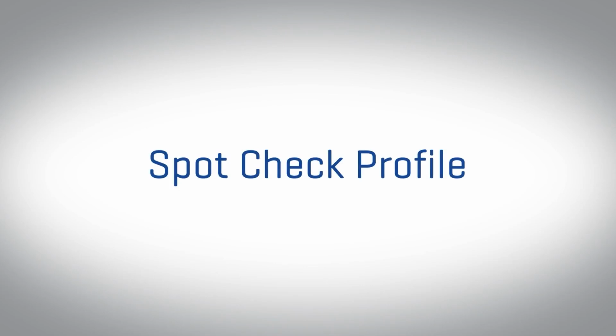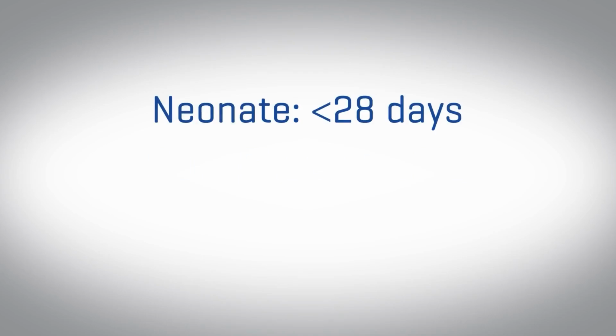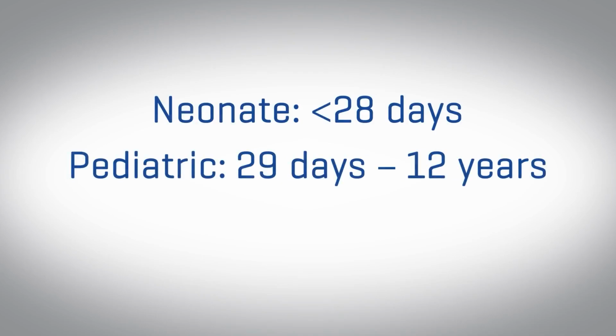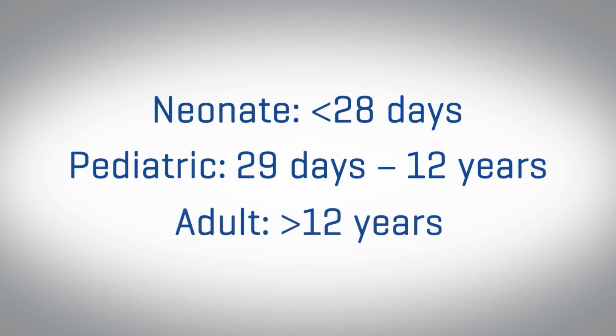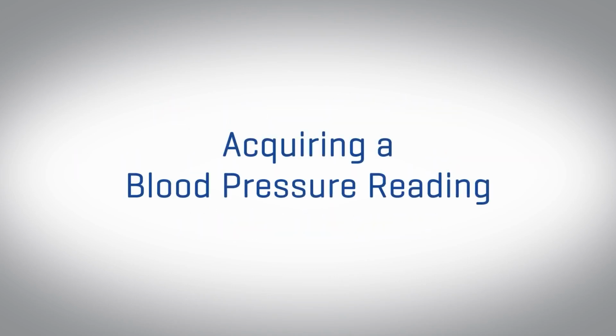The age ranges the device is intended for are neonate, fewer than 28 days, pediatric, 29 days through 12 years, and adults, greater than 12 years of age. Based on the age of the patient, the proper cuff and blood pressure hose may change. Consult your instructions for use manual for further details.